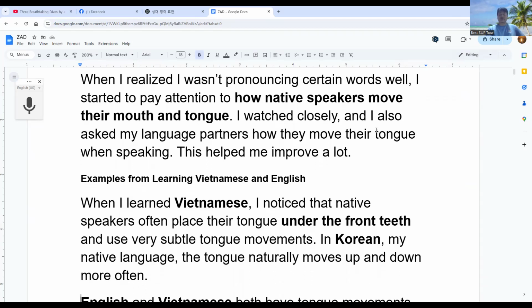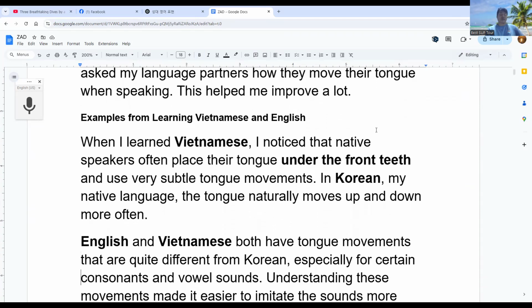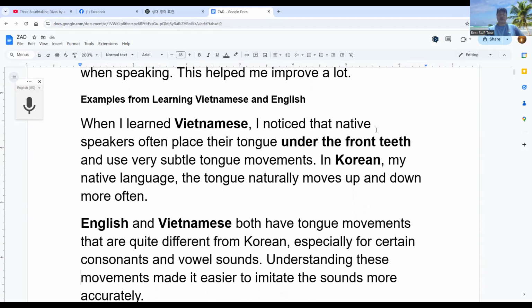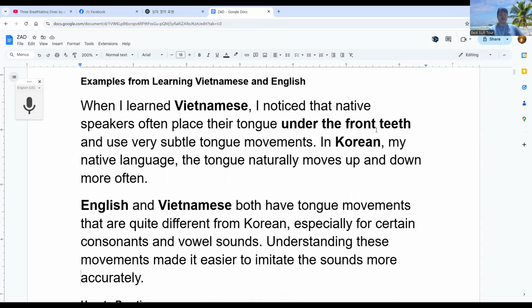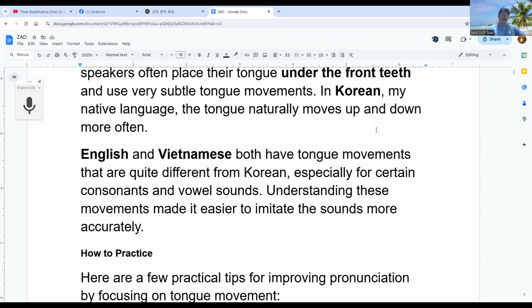In Korean, my native language, the tongue naturally moves up and down more often. English and Vietnamese both have tongue movements that are quite different from Korean, especially for certain consonant and vowel sounds. Understanding these movements made it easier to imitate the sounds more accurately.